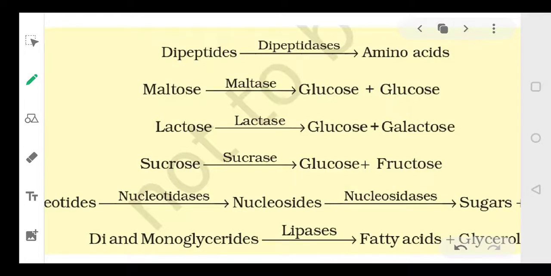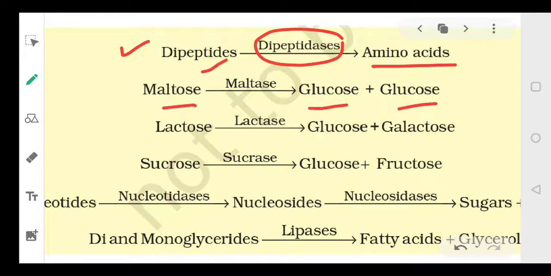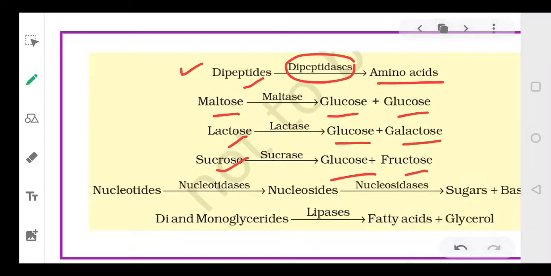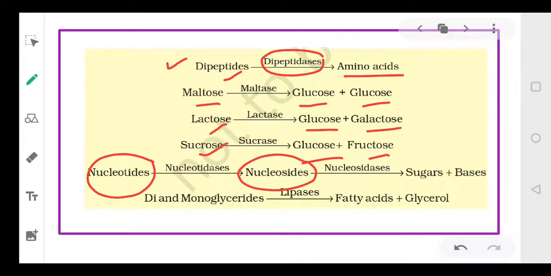Then in case of the intestine, as I told, it contains a large number of enzymes. The very first enzyme is dipeptidases, which will act on dipeptides and convert them into amino acids. Maltose will be split into glucose and glucose. Lactose into glucose and galactose. Sucrose will be converted into glucose and fructose. There are two basic enzymes called nucleotidases and nucleosidases. They will act upon nucleotides and nucleosides and convert them into sugar and bases. Diglycerides and monoglycerides will be acted upon by the lipases and converted into fatty acids and glycerol.